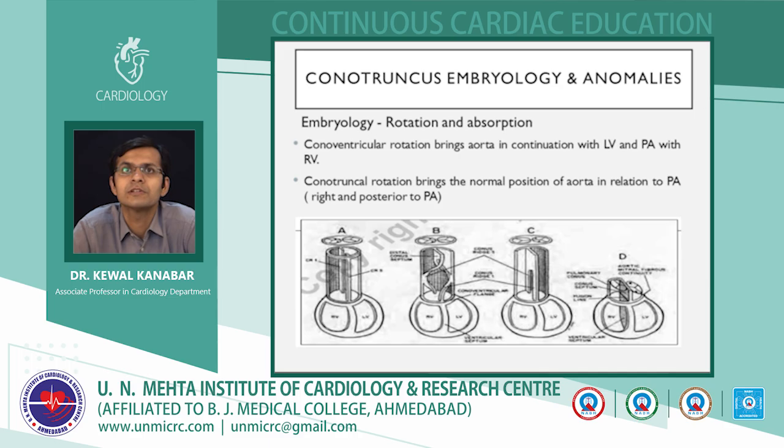This conoventricular rotation brings the aorta in continuation with the LV and the PA with the RV, and the conotruncal rotation brings the normal position of the aorta in relation to the pulmonary artery. It brings the aorta to the right and posterior to the pulmonary artery, right? So the normal position of the aorta is right and posterior to the pulmonary artery. The conoventricular rotation is going to align the ventricle with the respective great vessels, and the conotruncal rotation is going to result in the normal position of the aorta with respect to the pulmonary artery.